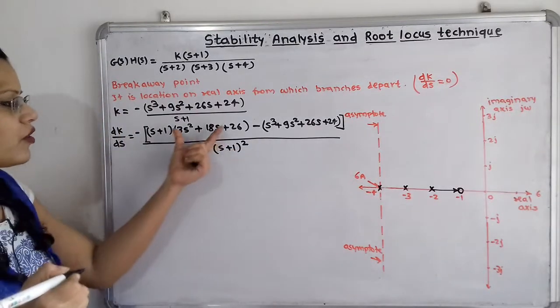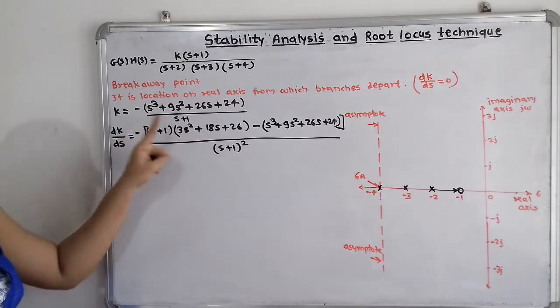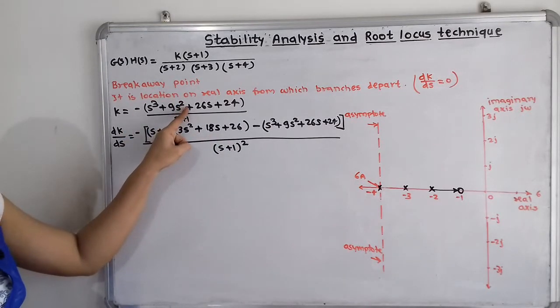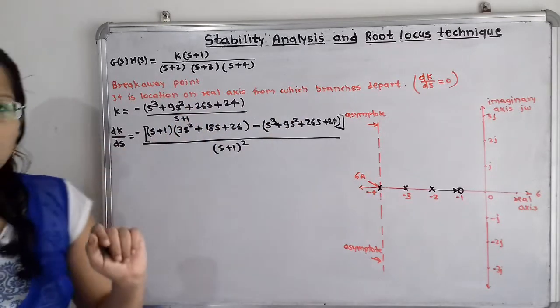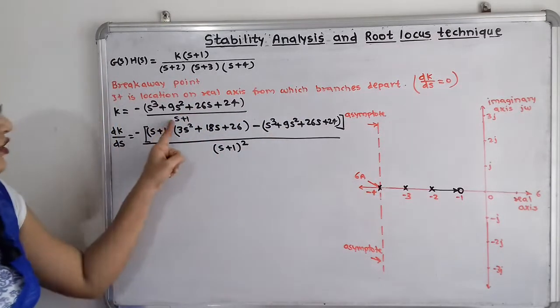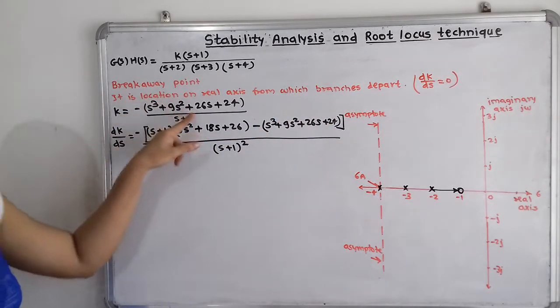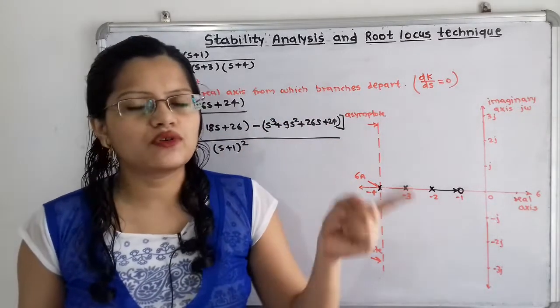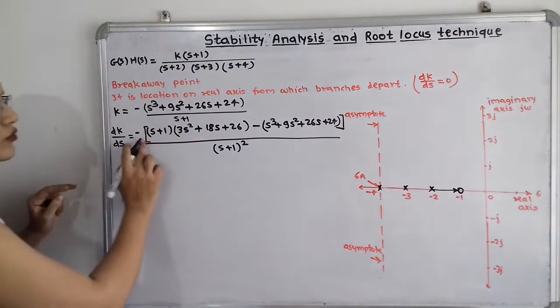So this is the formation, or in this we have to apply this rule, that is we have to take denominator constant, we have to differentiate numerator, minus numerator constant we have to differentiate denominator, divided by denominator square. So this is the rule that we have to apply when there is the s term in numerator and denominator also. Now again we have to simplify this.